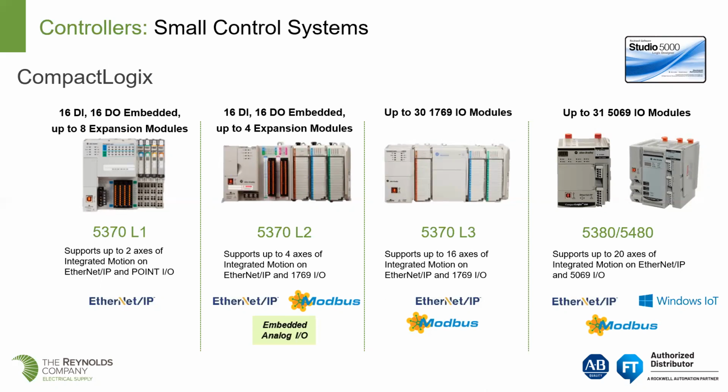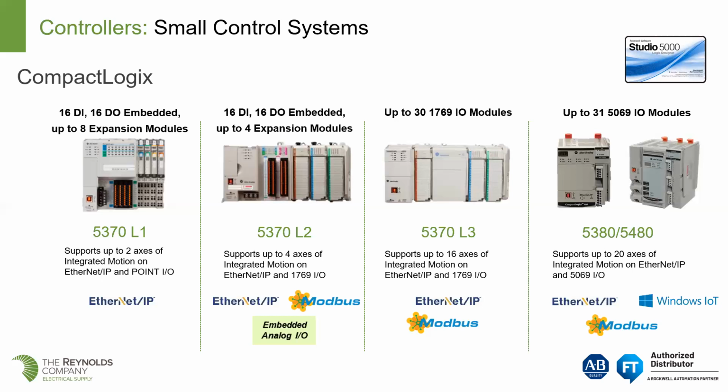So we'll start with the L1. The L1 is the lowest end of the CompactLogix family. What makes the L1 unique is that it has embedded IO right in the processor itself. You have 16 in and 16 out, discrete in, discrete out, embedded right in the processor, and you can support up to 8 expansion modules. And if you notice in the picture, the type of IO that the L1 uses is actually the Slice type IO, the same as used with the Point IO family or the 1734 IO product.